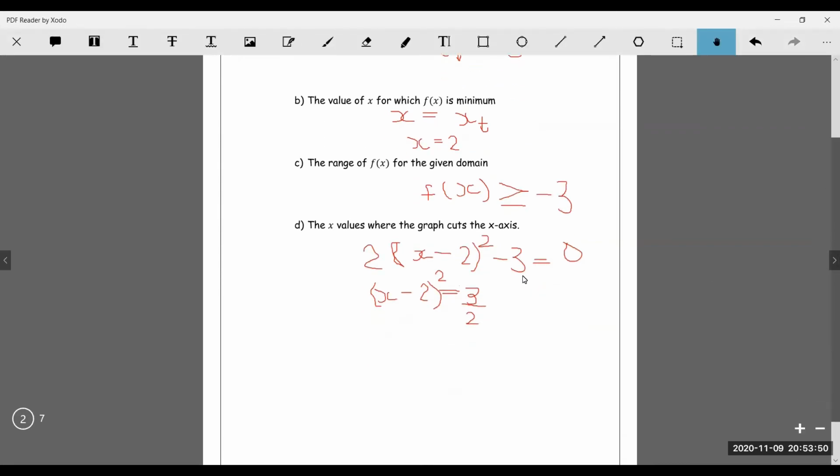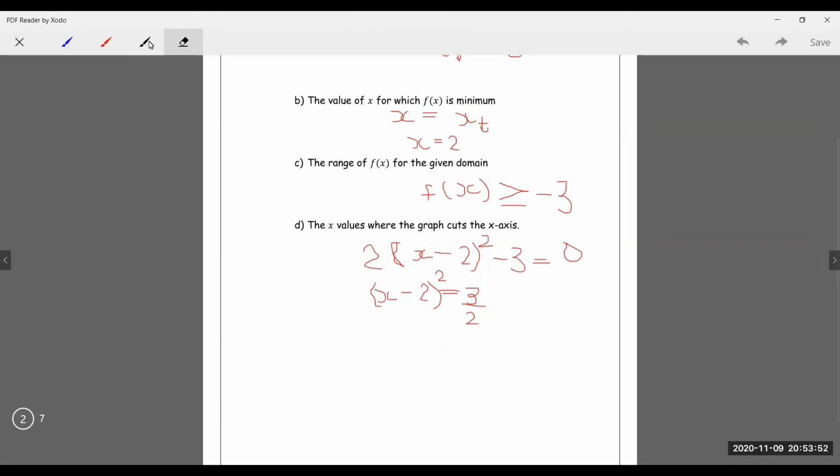Now, how am I going to find the root? That's pretty simple. I need to solve for x, so the first thing I need to do is square root this. And so I'm getting x minus 2 is equal to, when I take the square root of one side, I have to take the square root of the other side. And so it becomes the square root of 3 over 2. But remember, when you take the square root, you get plus or minus.